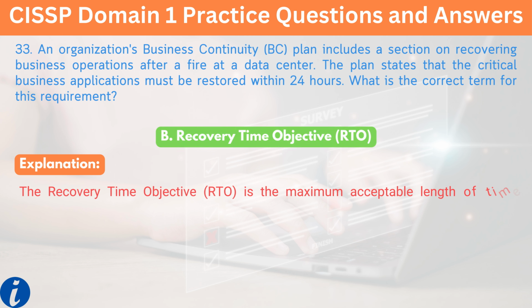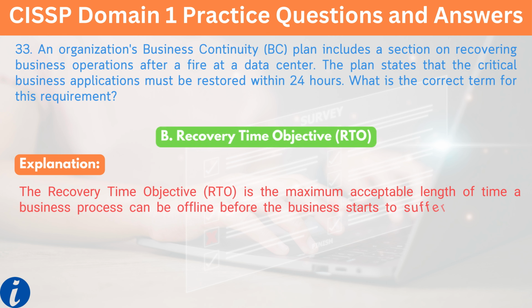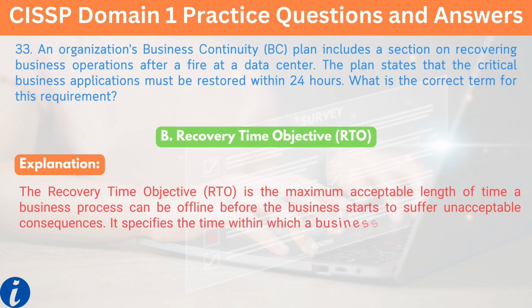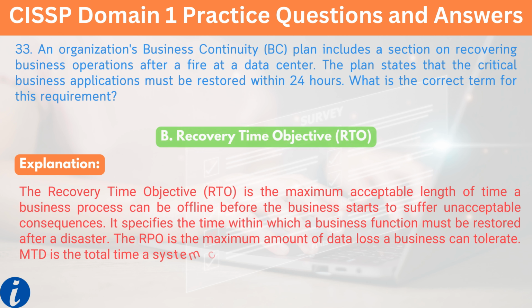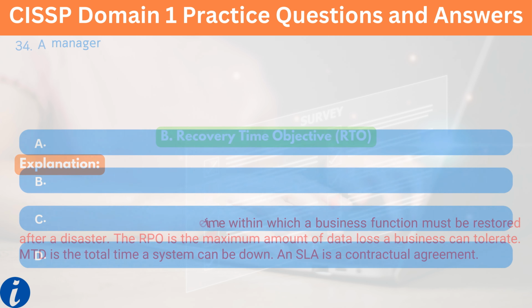Recovery Time Objective (RTO). Explanation. The Recovery Time Objective (RTO) is the maximum acceptable length of time a business process can be offline before the business starts to suffer unacceptable consequences. It specifies the time within which a business function must be restored after a disaster. The RPO is the maximum amount of data loss a business can tolerate. MTD is the total time a system can be down. An SLA is a contractual agreement.